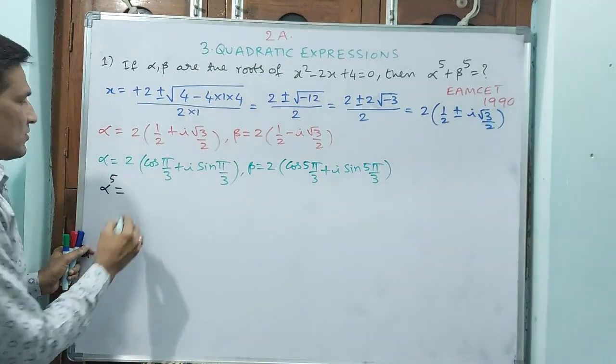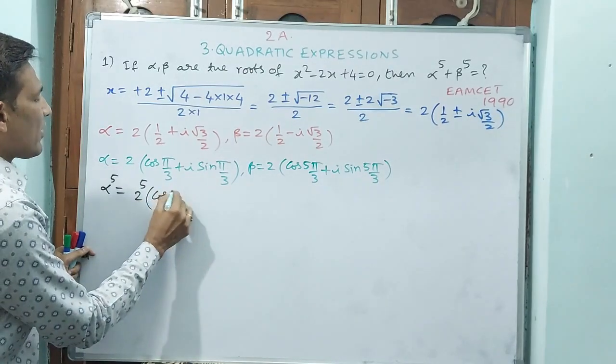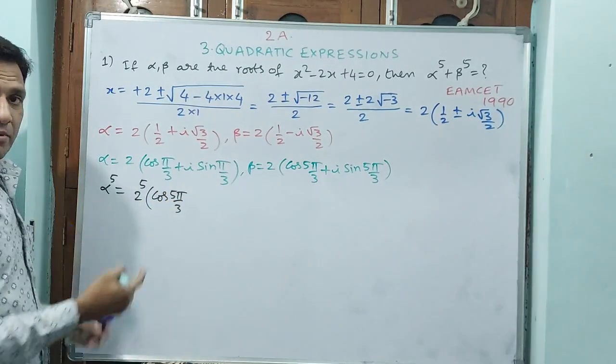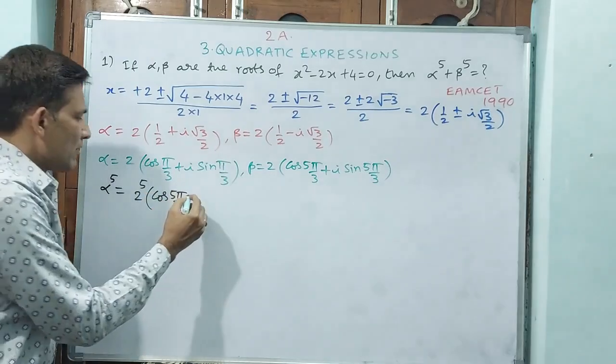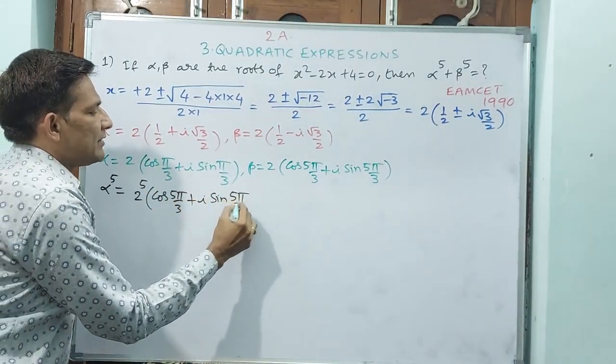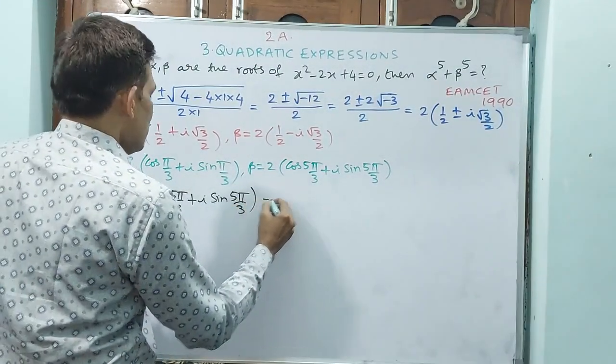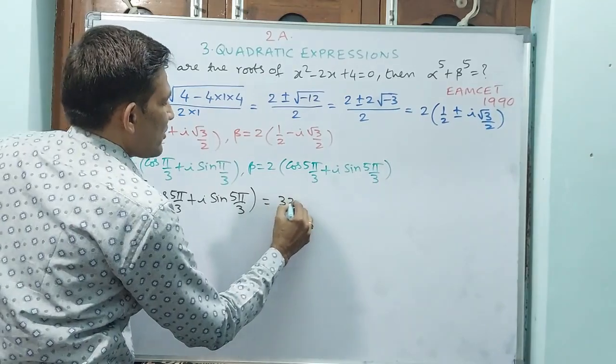Alpha to the power of 5 is equal to 2 to the power of 5 into cos 5π/3 plus i sin 5π/3. Directly I am writing, because by de Moivre's theorem you can directly multiply the angle. That is equal to 2 to the power of 5, which means 32 will be there.